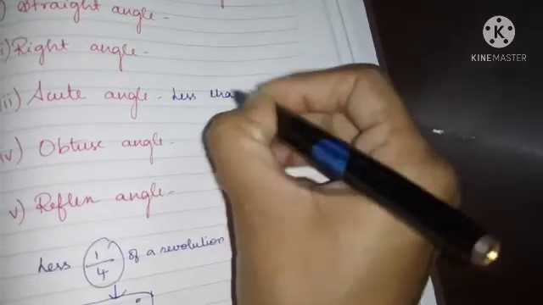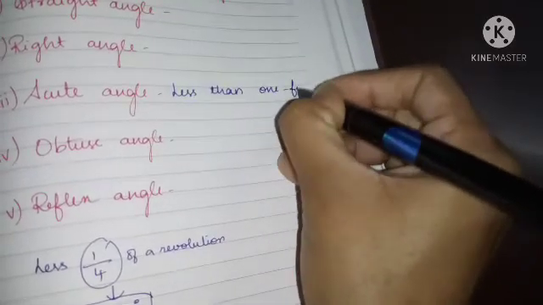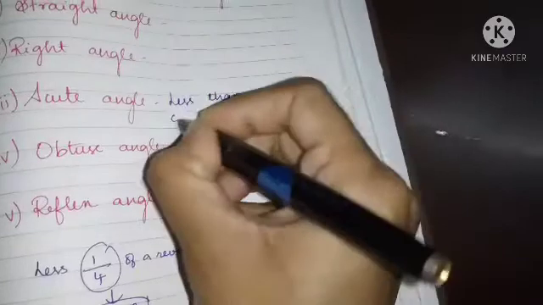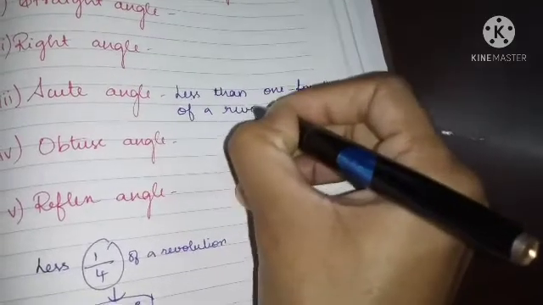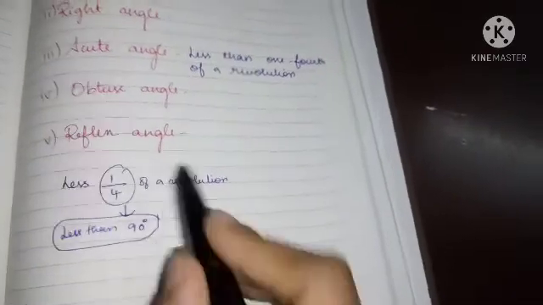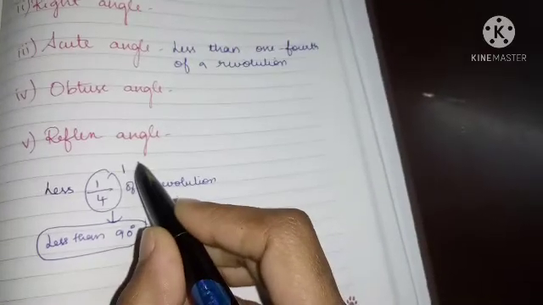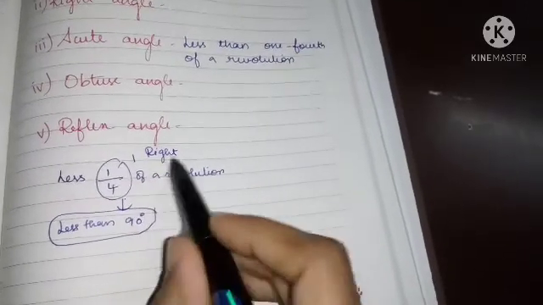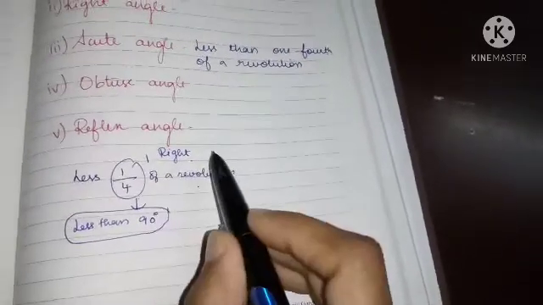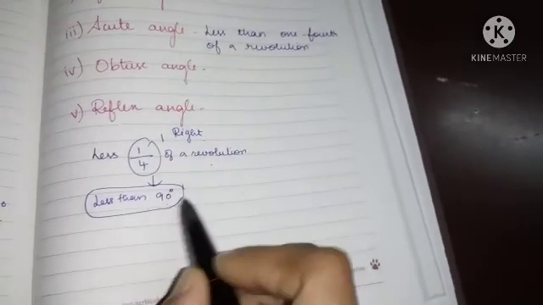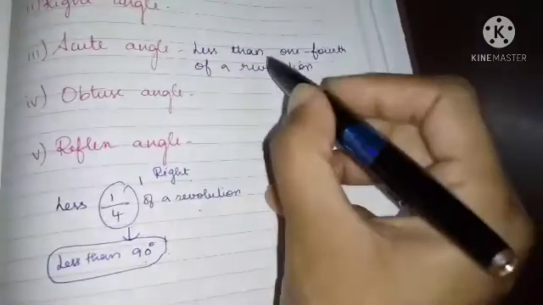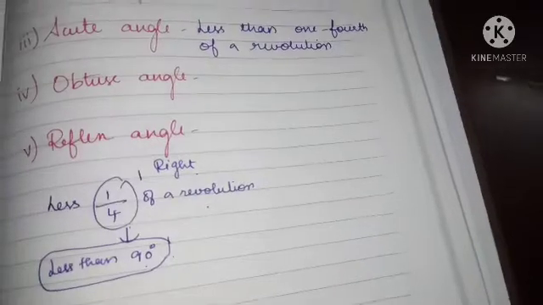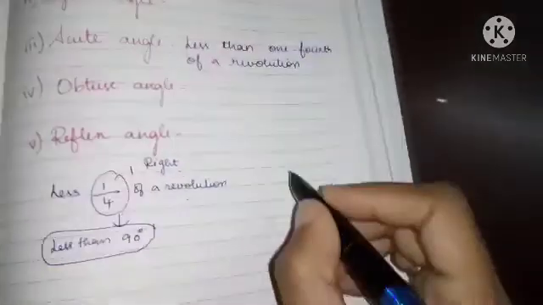Less than 1/4 of a revolution. Okay, 1/4 of the revolution means what, children? One right angle. Correct? Do you remember this? 1/4 of the revolution means one right angle. One right angle means what? 90 degrees. So less than 90 degrees. So an acute angle alone will always be less than 90 degrees. Next, more than half a revolution.